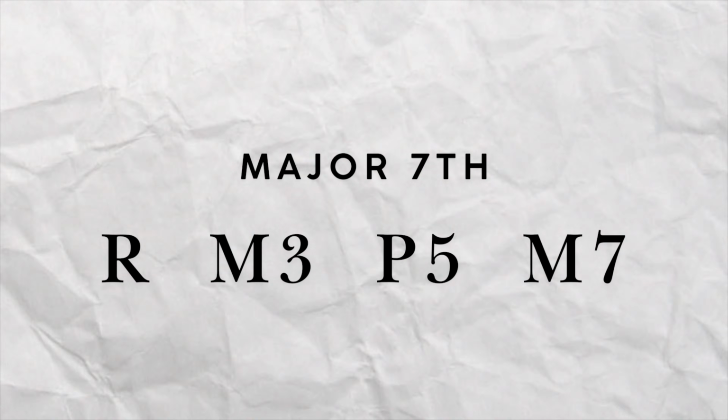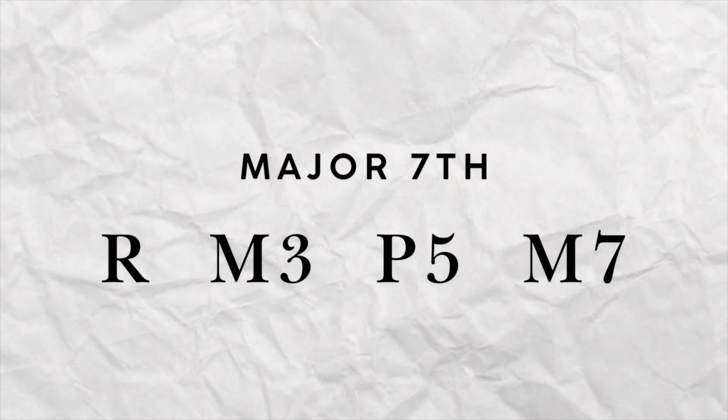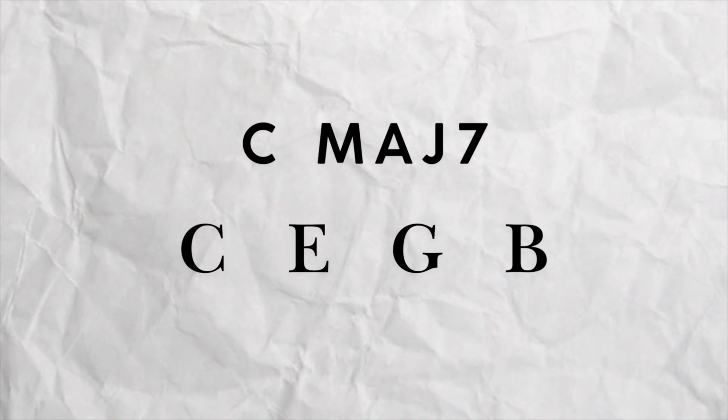Next, we are gonna have major 7 chords. So pay attention to the last note of this chord. We're gonna have a major triad, so root, major 3rd, perfect 5th, and this time there is a major 7th degree. So the notes for a C major 7 are C, E, G, B.